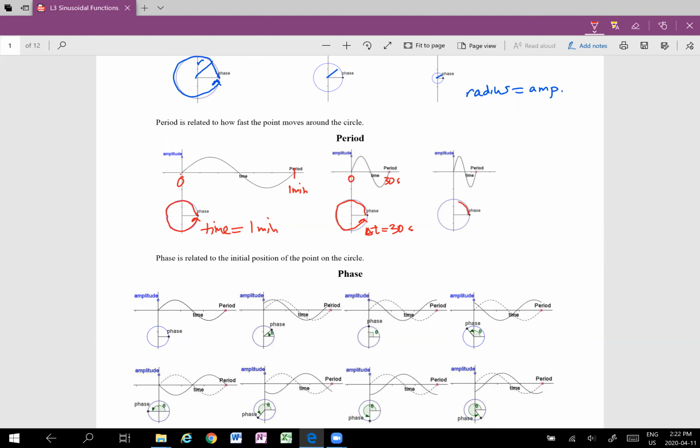And finally, if I go really, really fast, and the time is, let's say, 10 seconds, that period is going to be only 10 seconds. So it's just how fast or how slow a point moves around that unit circle.